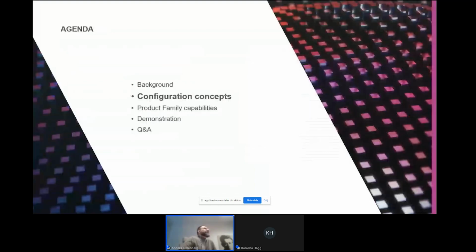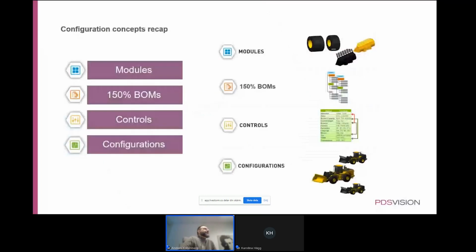So, a quick recap about options and variants, and the different concepts we have. We have something we refer to as modules, and these are the building blocks I mentioned before. It's a collection of components that you put together, a variant stable collection, we usually call it. All the different modules you have, put together, will generate your product offering, your different variants.